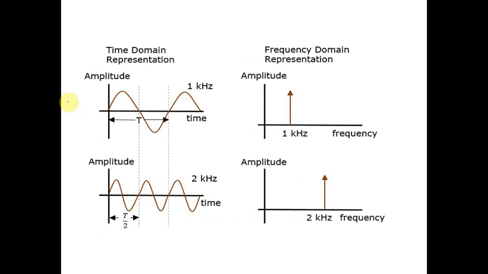Now this is the waveform of the sine wave signal. Look here, this is the time domain representation, and this one is the frequency domain representation. In time domain representation, according to time, the signal will vary. In frequency domain, according to the frequency, the signal will vary. Look here, these signals have a frequency of 1 kilohertz.